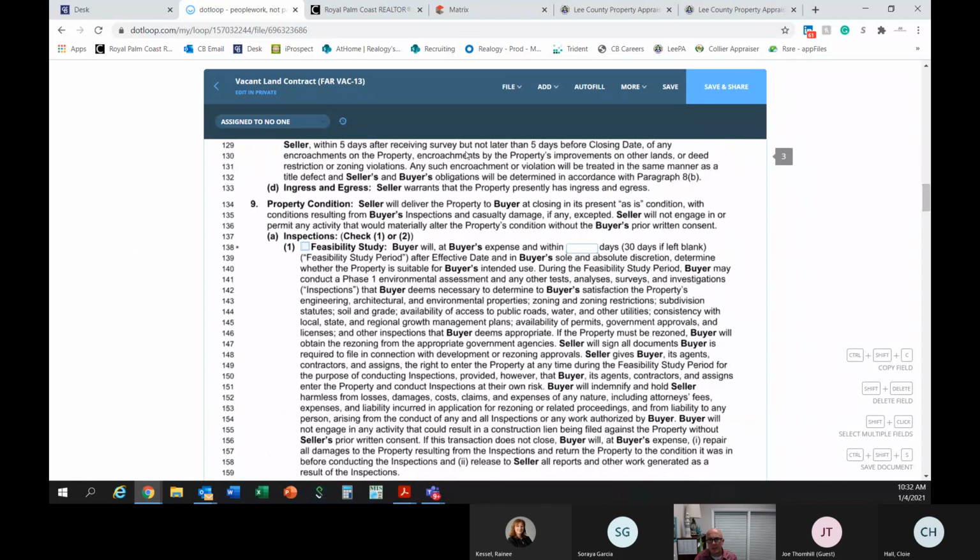Okay. Property condition. Seller will deliver the property to buyer at closing in its present as-is condition. Okay, so by default, it's as-is, with conditions resulting from buyer's inspection and casualty damage, if any, accepted. Seller will not engage in or permit any activity that would materially alter the property's condition without the buyer's prior written consent. Inspections, check 1 or 2.